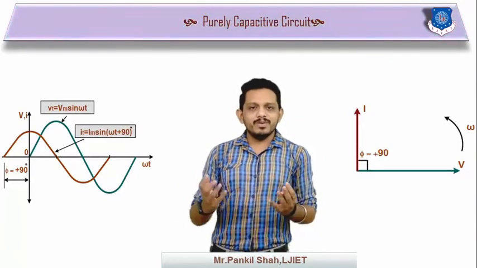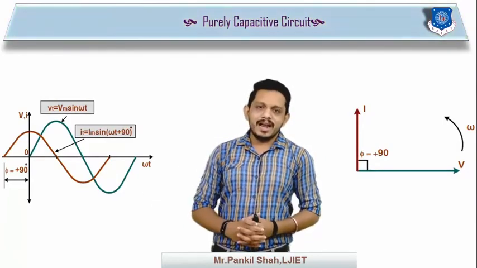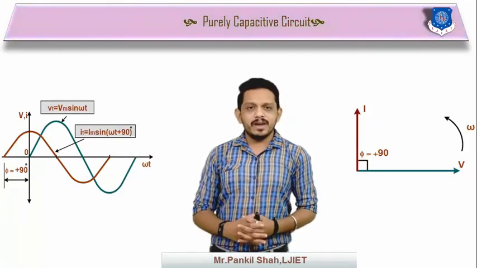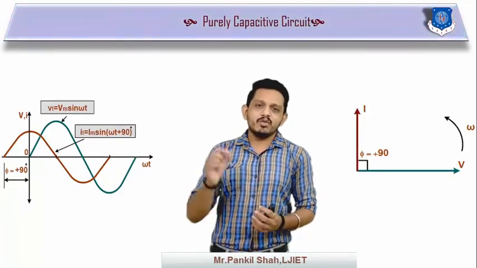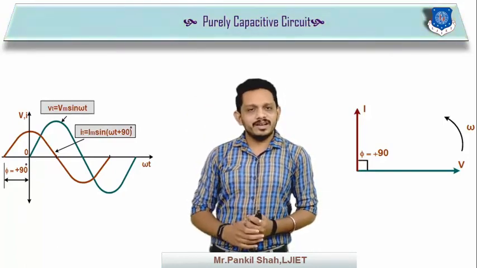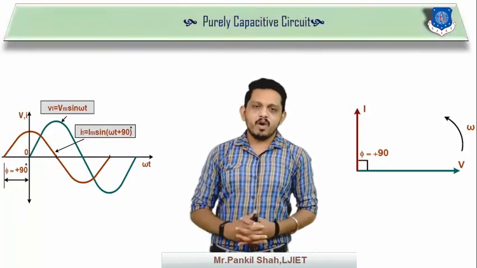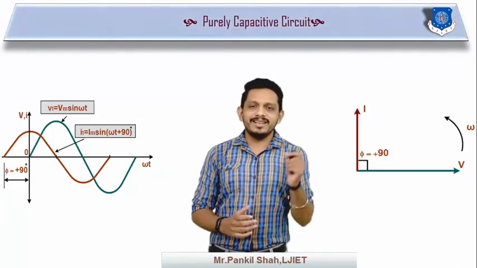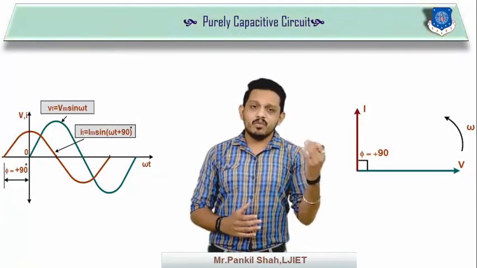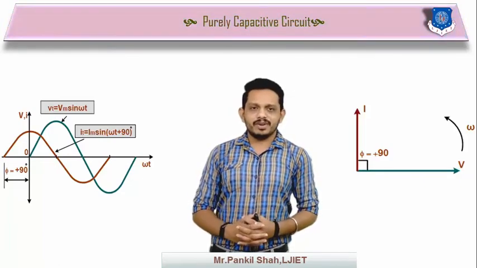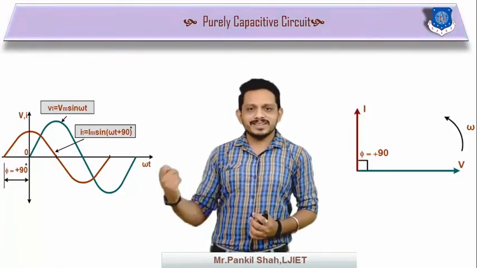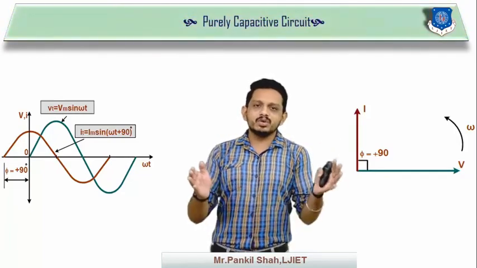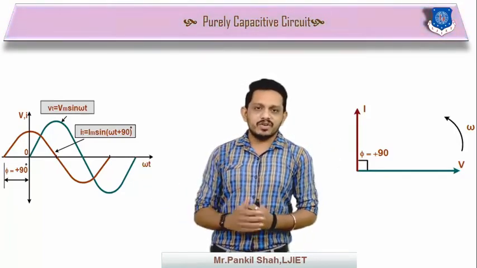Again we have to draw the x-axis and y-axis. On the x-axis you take the angle theta, or you can say omega t, and on the y-axis you take the quantity, that is voltage and current. First we will draw the waveform of voltage, and voltage is taken as V equals Vm sin omega t. There is no angle after omega t, so this is our reference quantity. So the voltage waveform will start at 0 degrees and complete its full cycle at 2 pi, 0 to 360 degrees. So voltage is drawn like this.